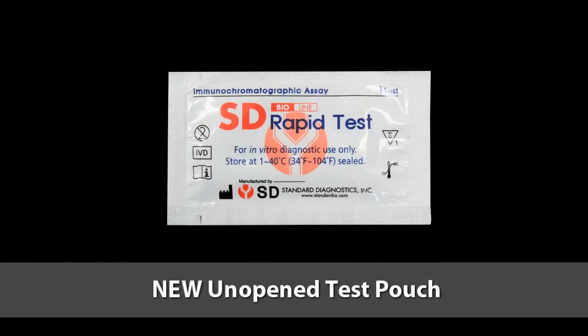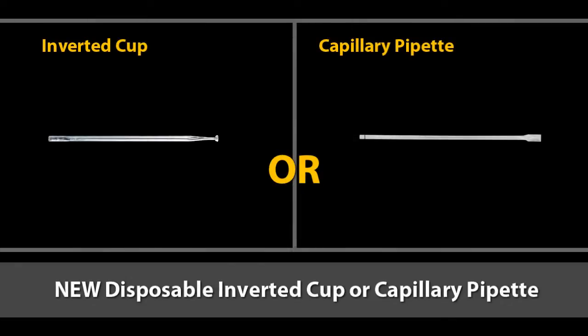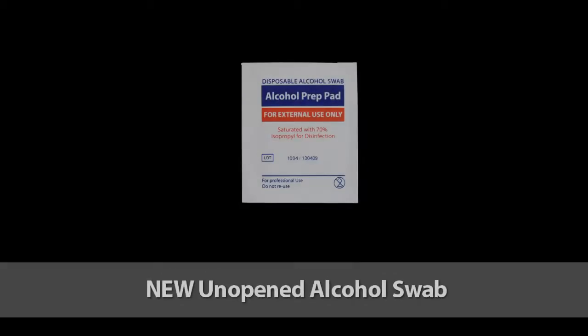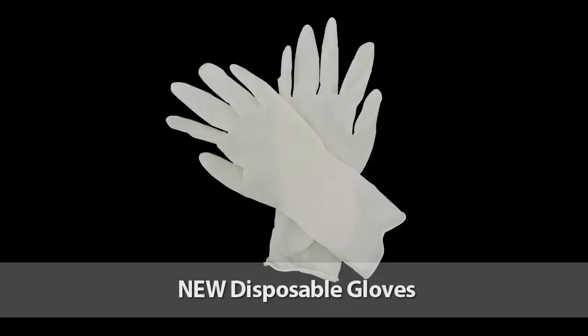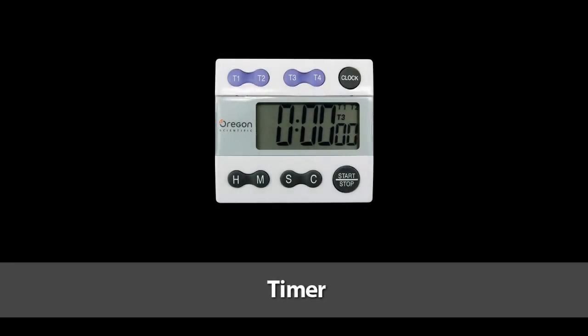New unopened test pouch. New disposable inverted cup or capillary pipette. New unopened alcohol swab. New unopened lancet. New disposable gloves. Buffer. Timer.